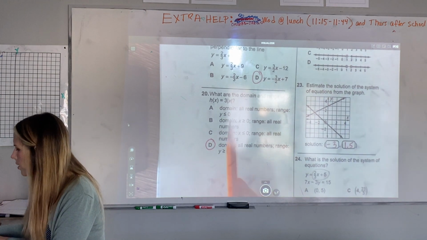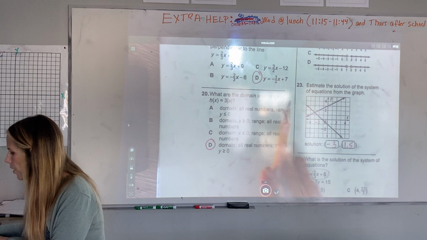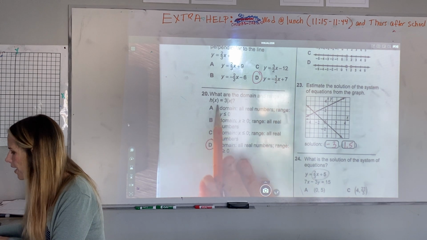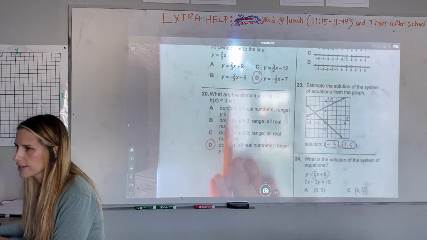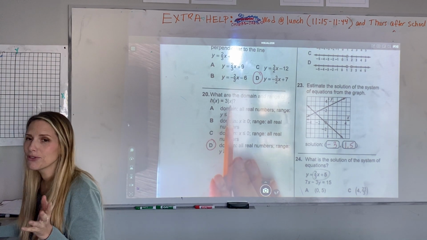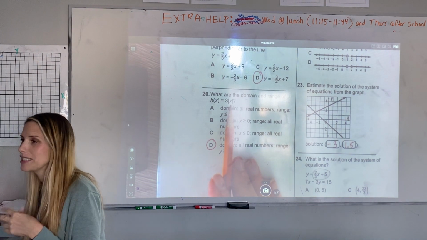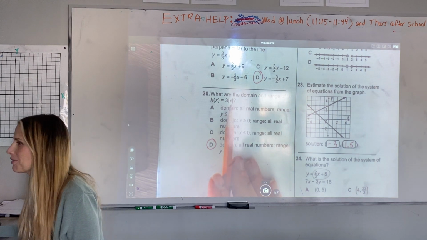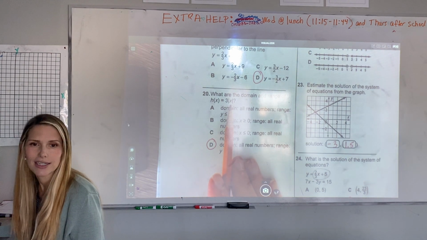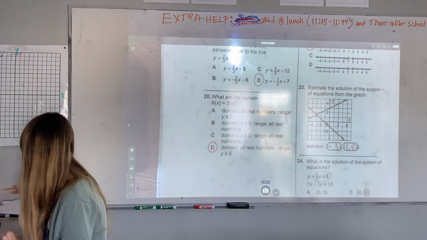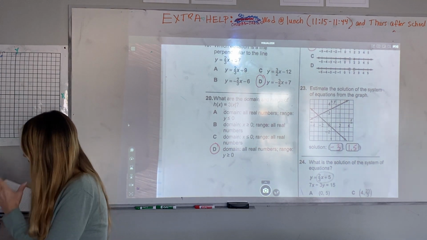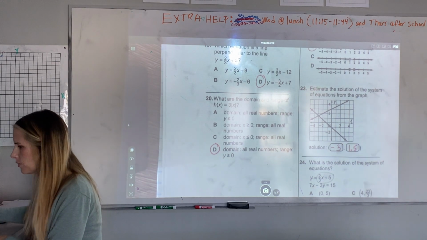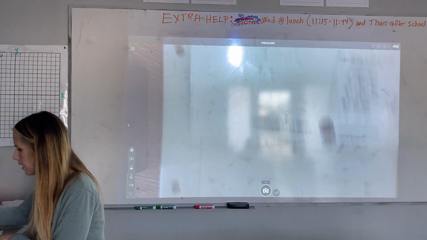Okay, what are the domain and range of h of x equals 3 times the absolute value of x? Absolute value functions to me seem like we did them a really, really long time ago. I don't know why, it just seems really far away. Does anybody else feel like that? So, actually, I will write this all out. I was going to just show you my notes, but I'm going to go ahead and write it out.